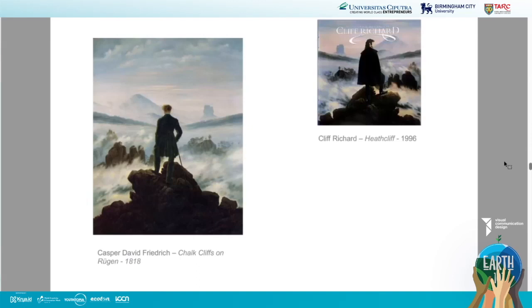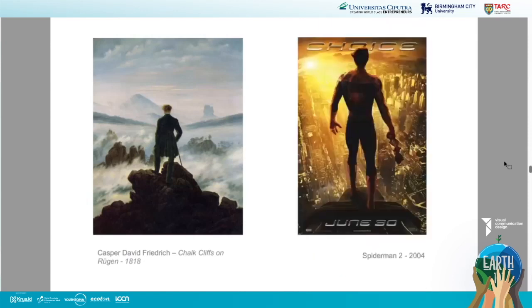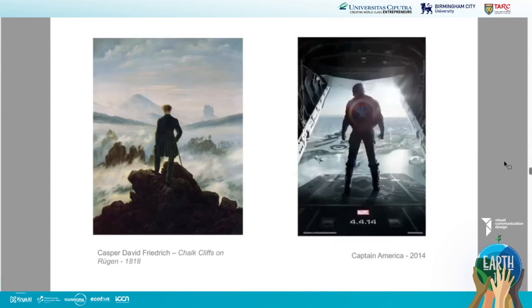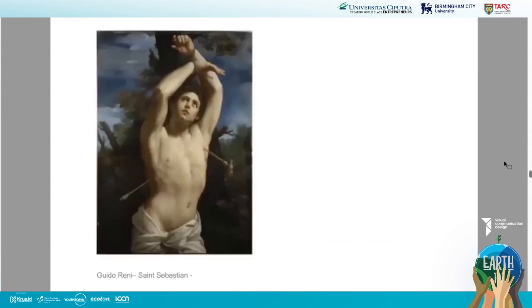So this is Cliff Richard, who's a UK singer, well, world singer, for an album called Heathcliff, using the same idea, literally appropriating the background and twisting it around, reshaping it. David Tennant in his performance as Hamlet. So that idea of we know where it comes from is used multiple times. So it's used in Spider-Man 2, the lone hero against the world, or Captain America, lone hero against the world. Star Trek, Into Darkness, the lone villain against the world. So all of these things tie into other sources in terms of not just the narrative, but sometimes the composition and the design.